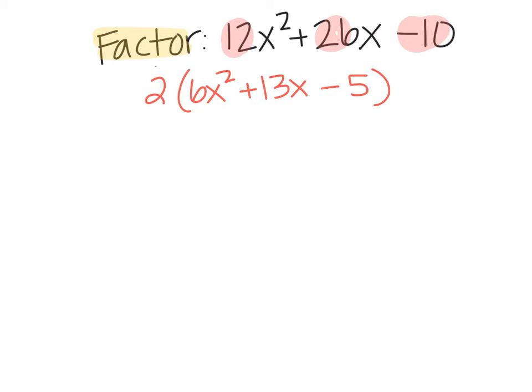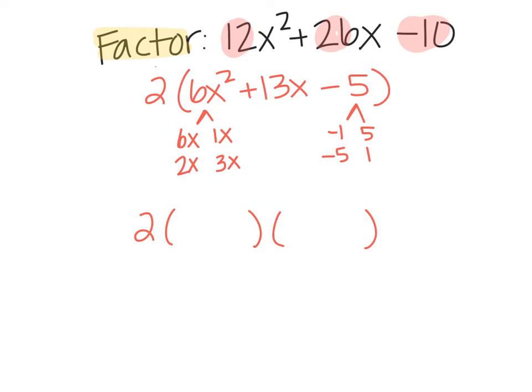Now that we've done that, we can factor this next part. So if I want to look at my factors of 6x, I have 6x and 1x, or 2x and 3x. And then of negative 5, I have negative 1 and 5, or negative 5 and 1. So those are my factors of 6x squared and negative 5. Next, I'll rewrite my factors to include that GCF. And then we need to figure out which of these pairs is going to get us to positive 13.